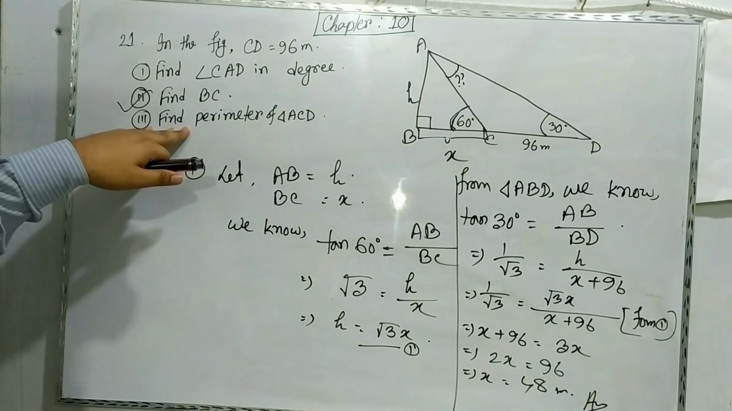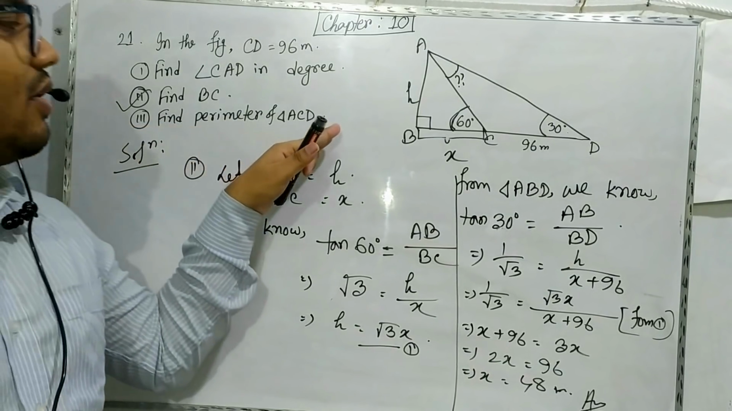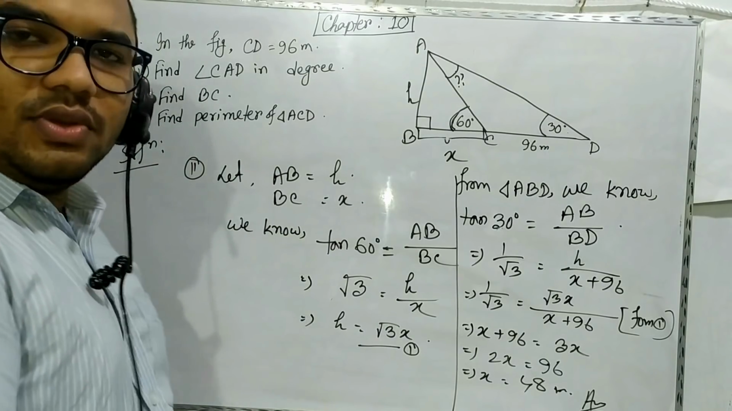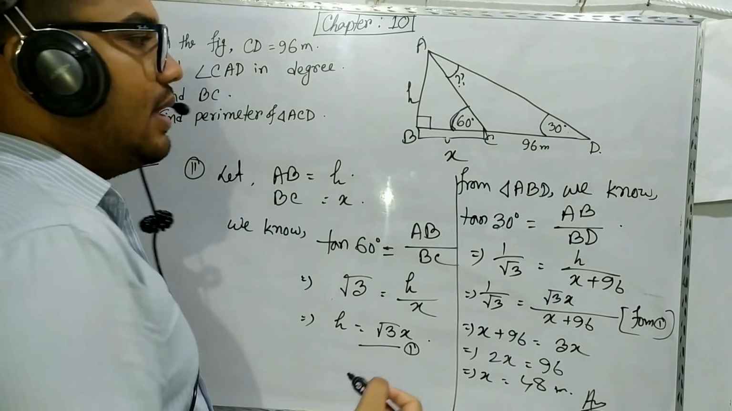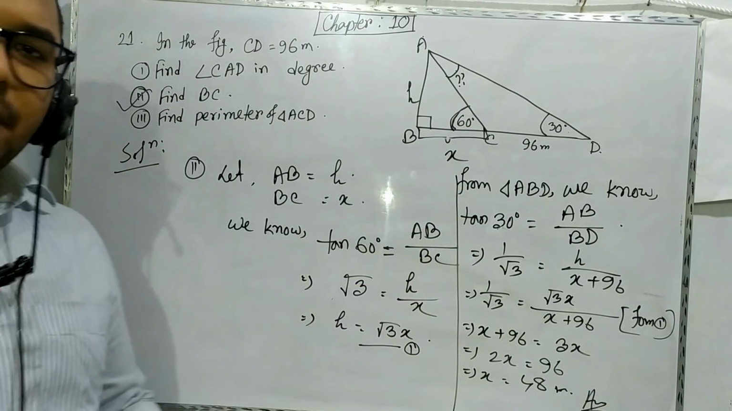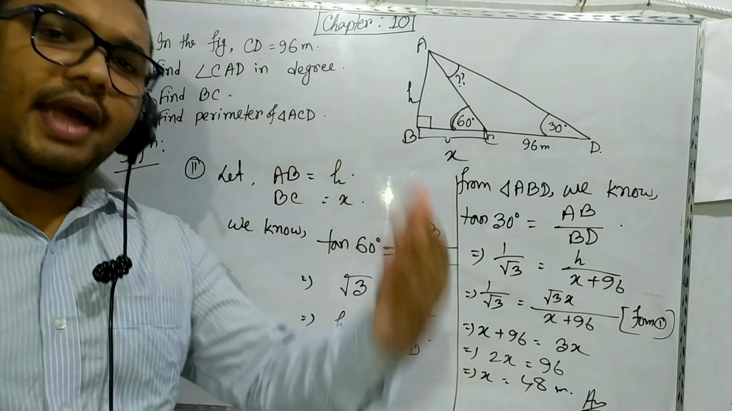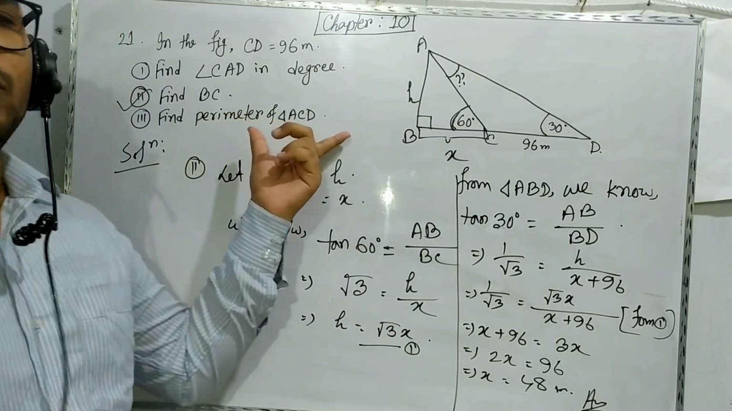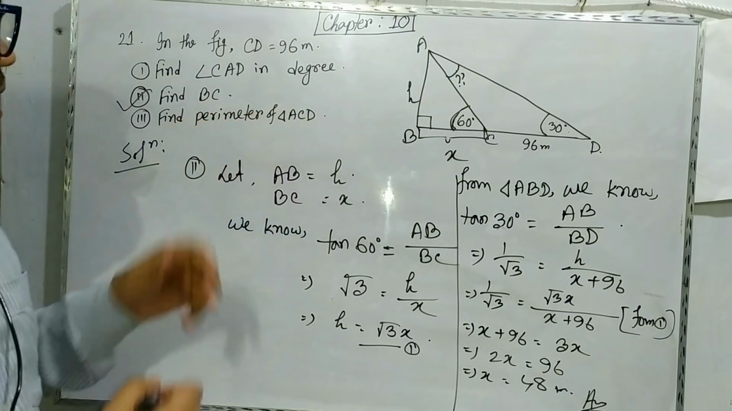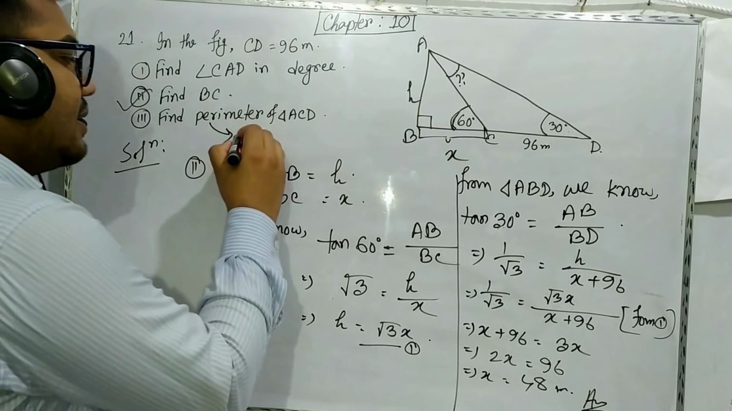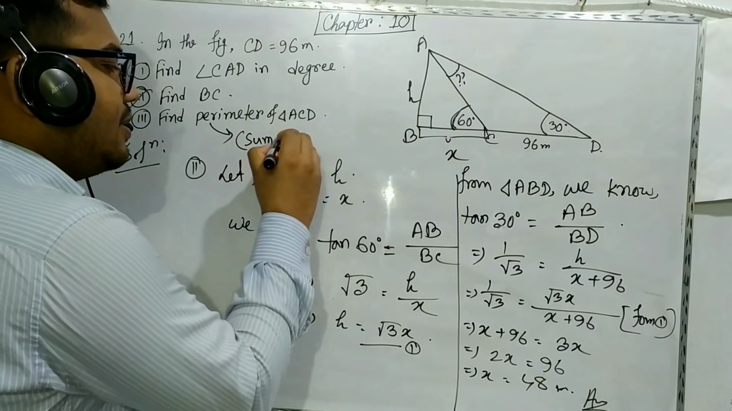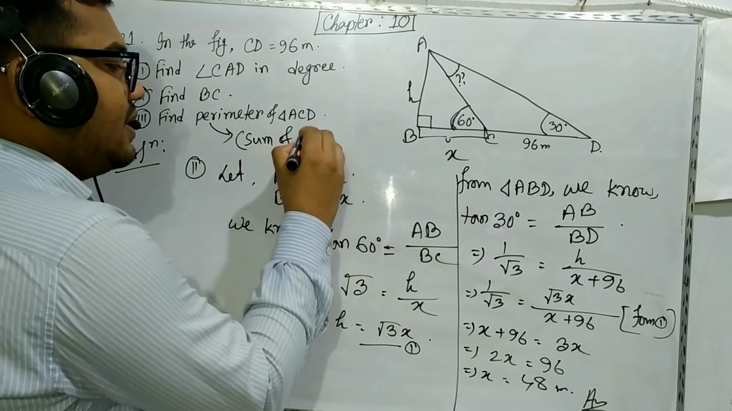Now our question number 3 says find the perimeter of ACD. Where is this ACD? We have to find the perimeter. What is the meaning of perimeter, or how can we find the perimeter of a triangle? Always understand that perimeter means the sum of the sides. Perimeter means the sum of 3 sides.